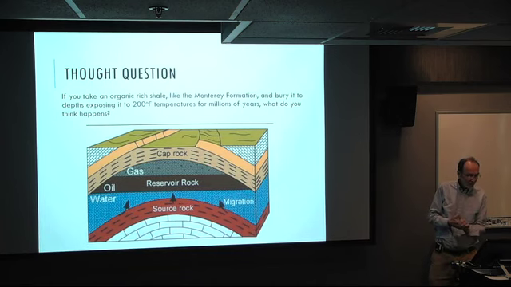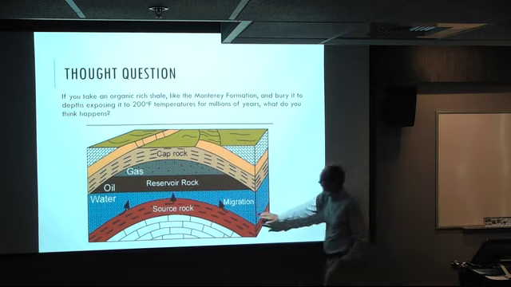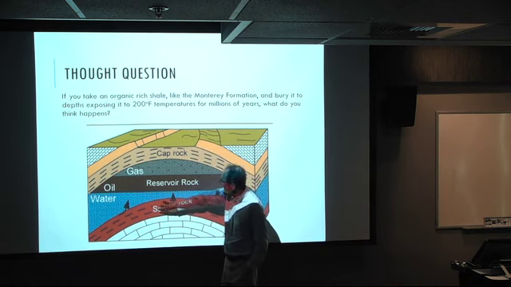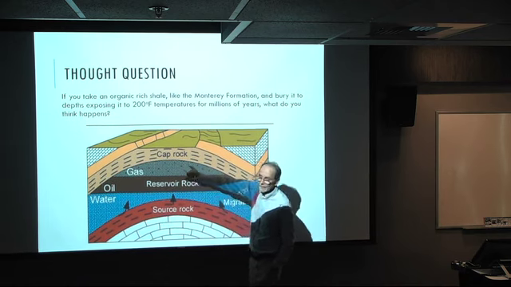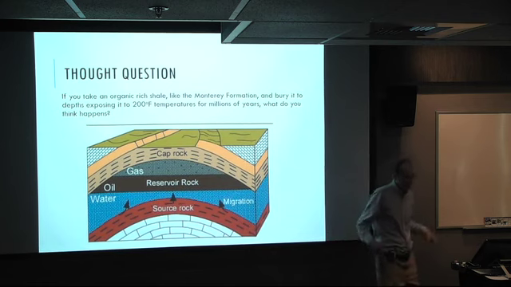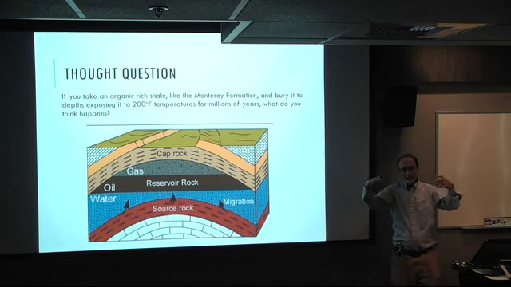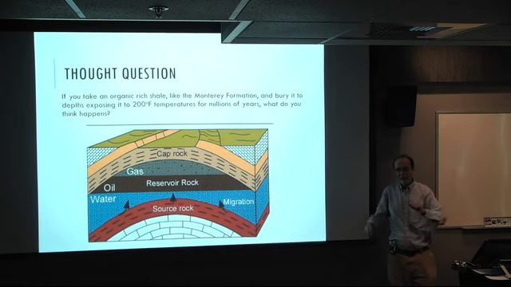So, thought question: if you take an organic-rich shale like the Monterey Formation and bury it to a depth, exposing it to temperatures of 200 degrees Fahrenheit for millions of years, what do you think happens? Well, you'd form the oil here, and it's going to get trapped in the structure, right? And that structure is formed again when the LA Basin closes and we fold all those rocks up, right?